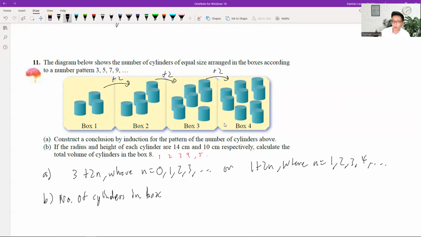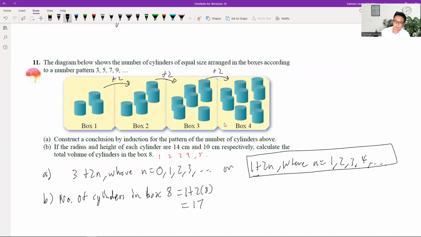So you need to be aware of that. That's why in this kind of question, it's more suitable if I use this one. Then I straight away put n equals to 8. So let's say I use this, 1 plus 2 times 8, 17. There are 17 cylinders, which means the total volume is 17 times the volume of a cylinder.